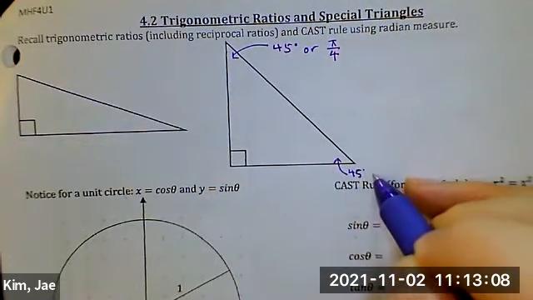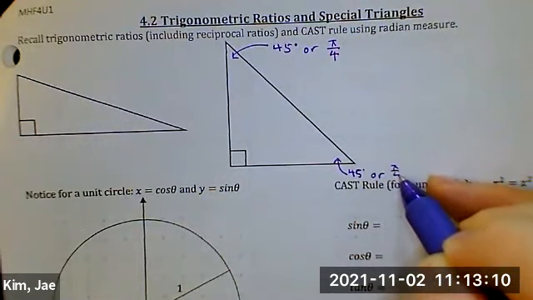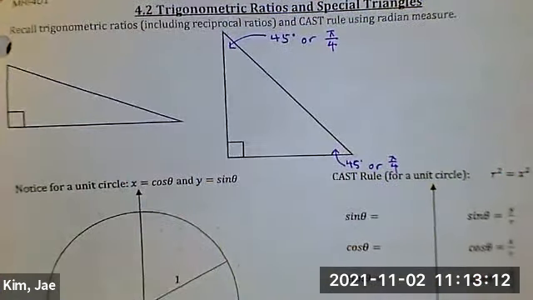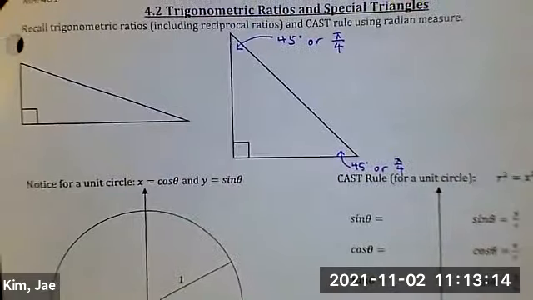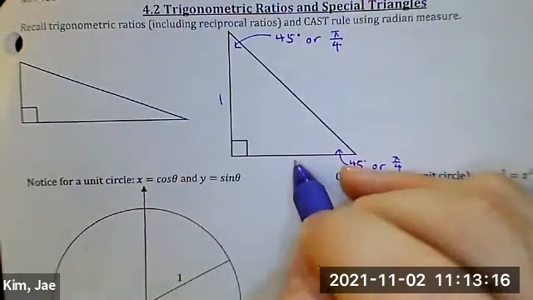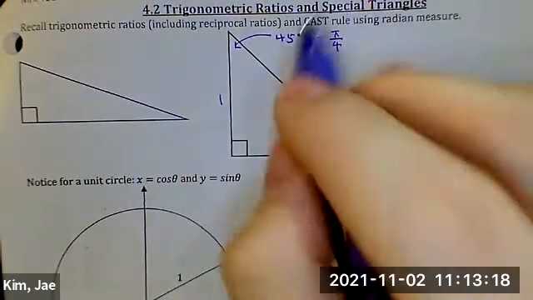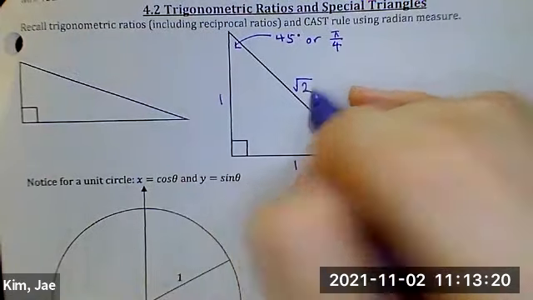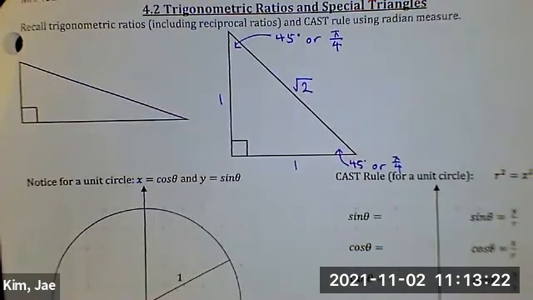And of course, the first special triangle is isosceles. The easiest value that we can give a side is 1 and 1. And by Pythagorean theorem, the hypotenuse is √2. There's the first special triangle.